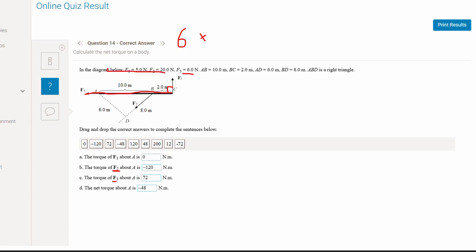This is your distance. 10 plus 2, which is 12 meters. And you'll get 72. Great. The net torque, you just add all of those, the total turning effect, and you'll get negative 48.